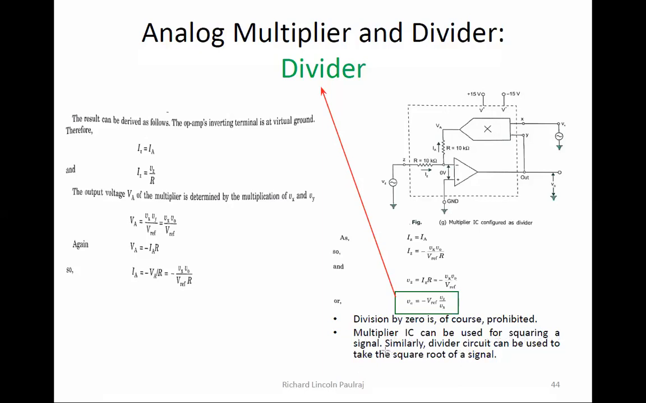Okay, so as we saw previously, I can square a signal, I can do division with the help of multiplying circuit, right? Similarly, divider circuit can be used to take the square root of a signal. Very interesting, right? So with the help of one circuit, I'm able to do multiple things. Just with the help of a multiplier, I'm able to square, I'm able to divide.